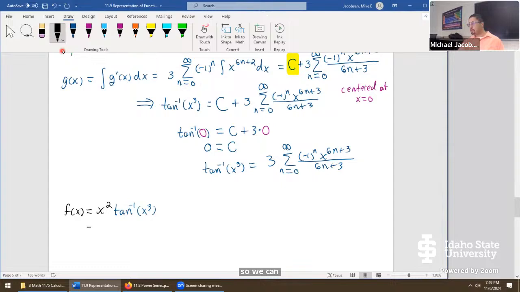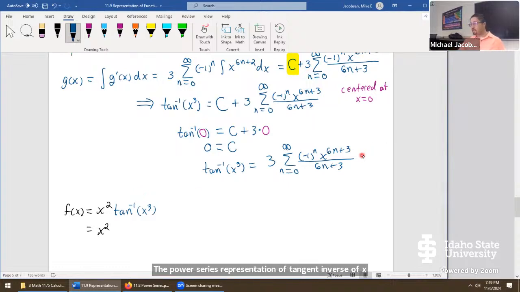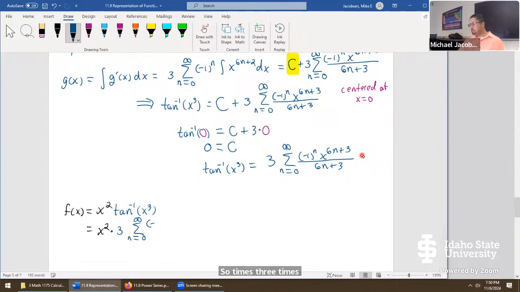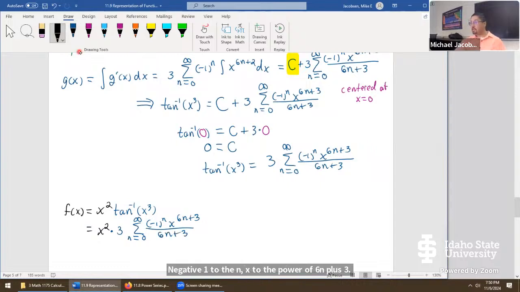It's now equal to x squared multiplying the power series representation of tangent inverse of x cubed, all of that stuff. So times 3, summing from 0 to infinity, -1 to the n, x to the power 6n plus 3, 6n plus 3 down below.